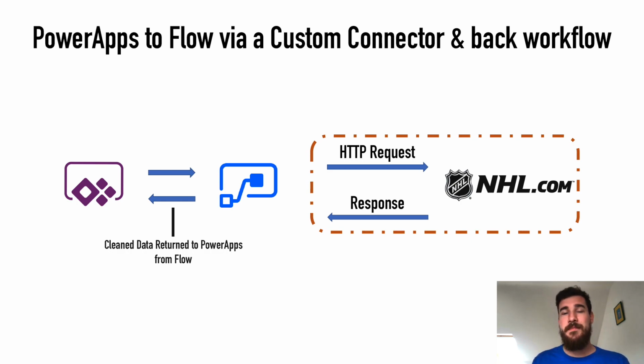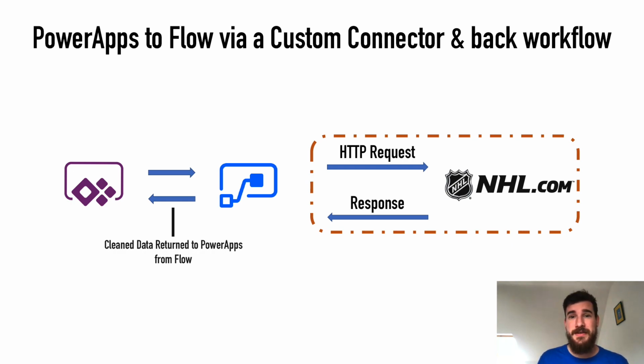So just to recap, we're going to start a PowerApp, we're going to go off to Flow. Flow is going to be triggered by the PowerApp with some information that we pass through, i.e. a team name or something similar. That team name is then going to get passed through to our custom connector. The custom connector is then going to basically send a request off to the third party, which in this case is the NHL.